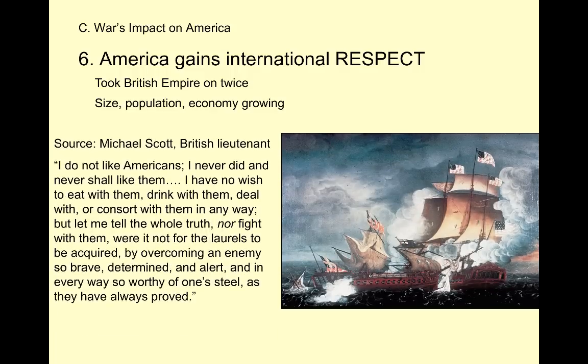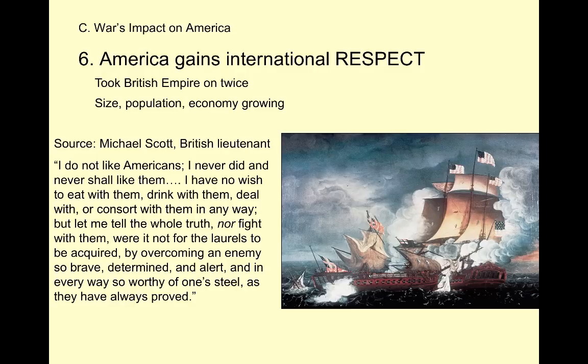So here we have this quote. Michael Scott is a British lieutenant in the army. And I think we see this idea of respect growing from this quote. He says, "I do not like Americans. I never did, and I never shall like them. I have no wish to eat with them, drink with them, deal with them, or consort with them in any way." So obviously he doesn't like America.